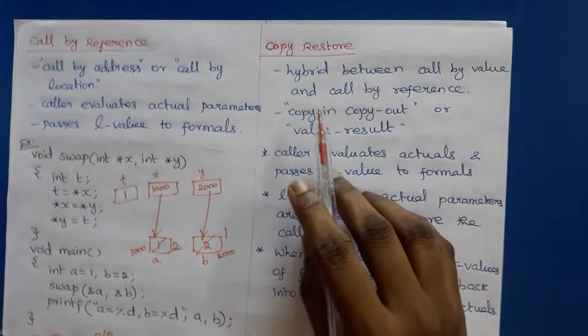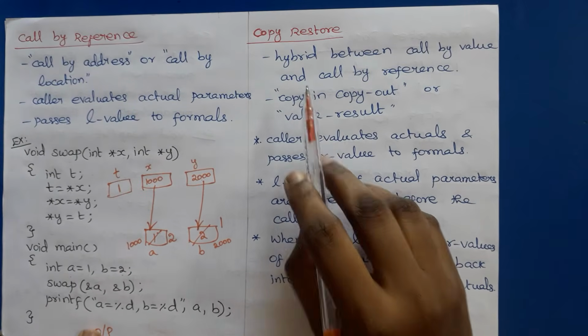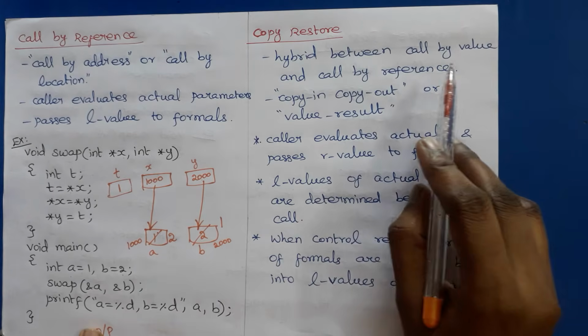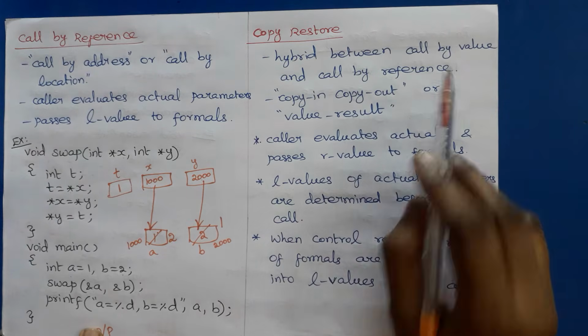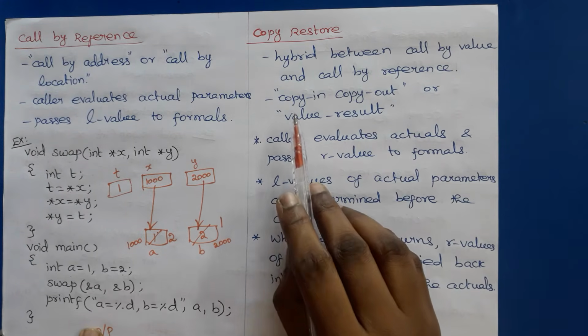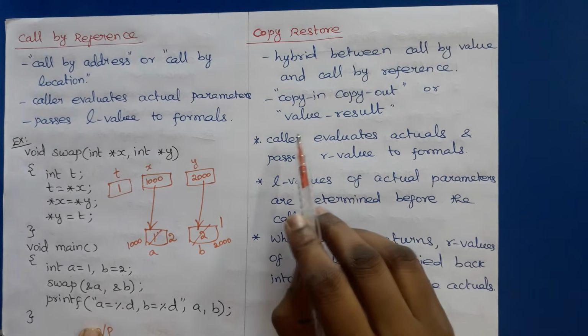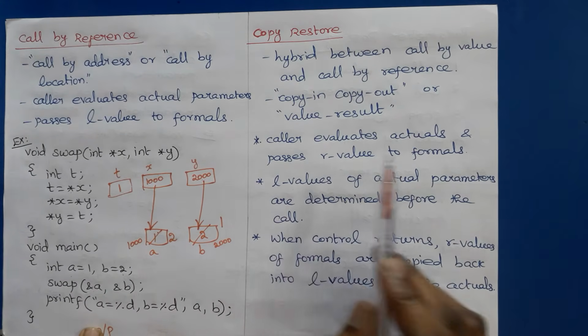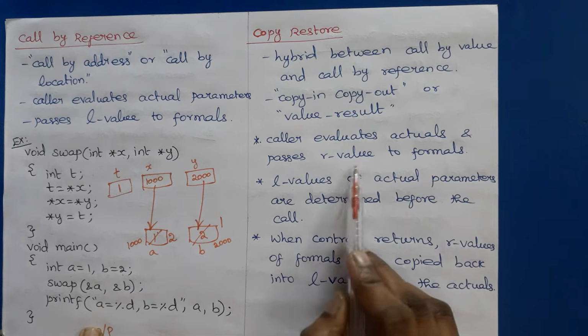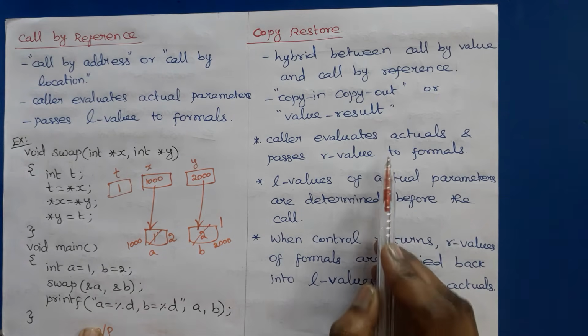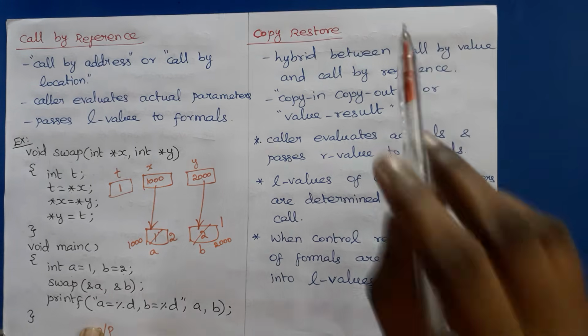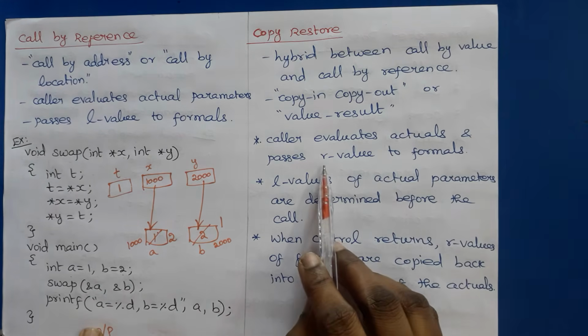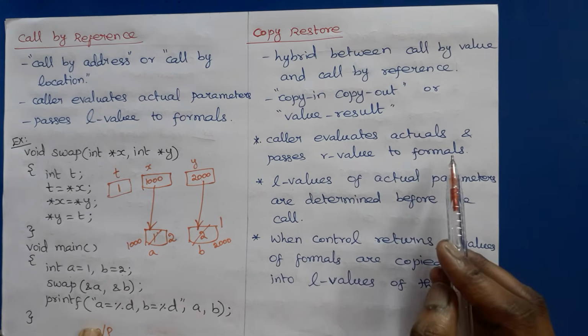Then third method is copy restore. This is the hybrid between call by value and call by reference. And this method is otherwise called as copy in copy out or value result. Here caller evaluates the actuals and passes R values to formals. So this is similar to call by value method. In call by value, we will pass the R values to the formals, right?